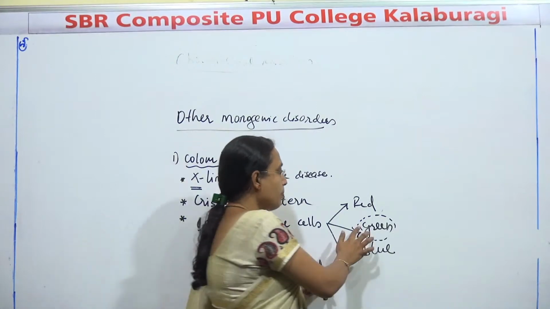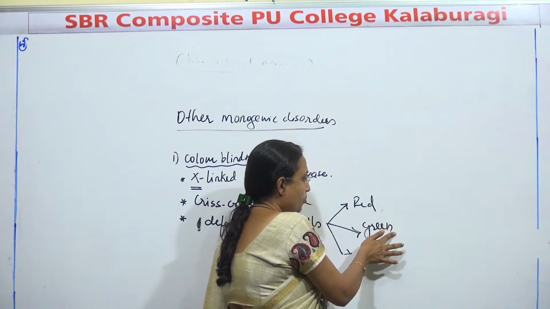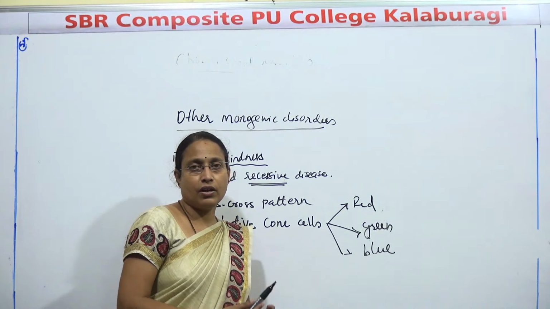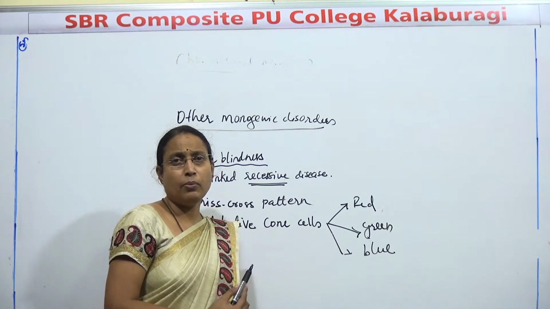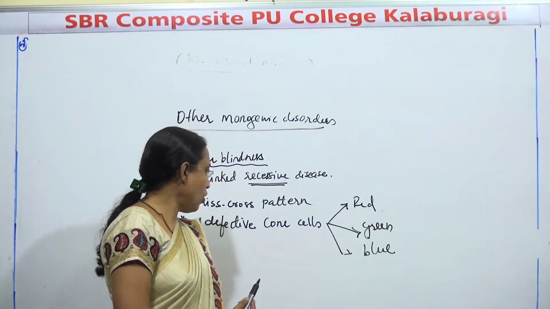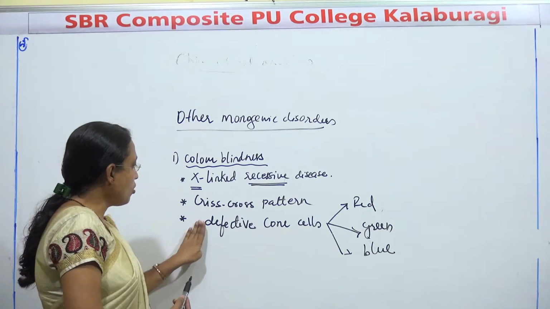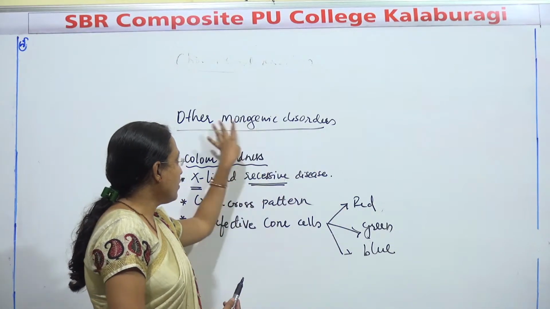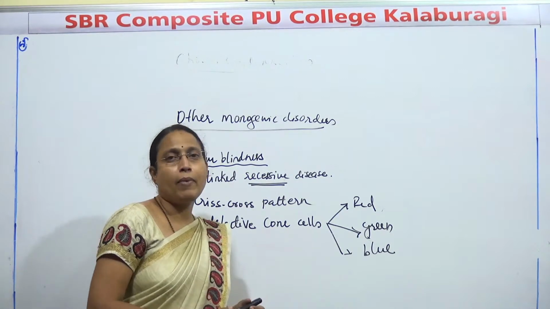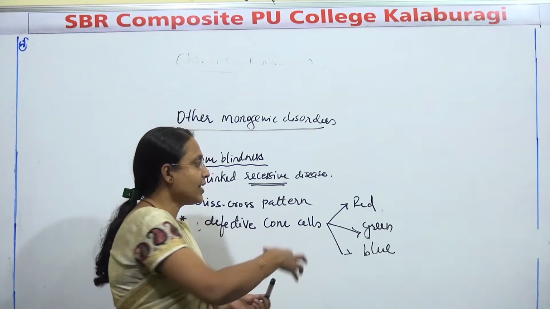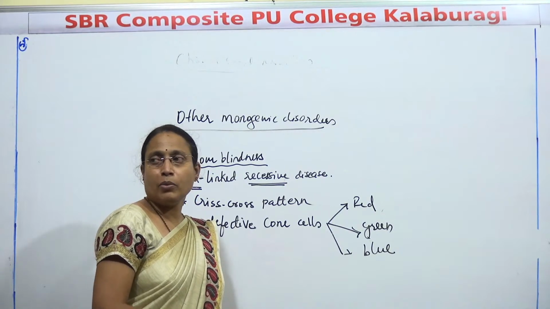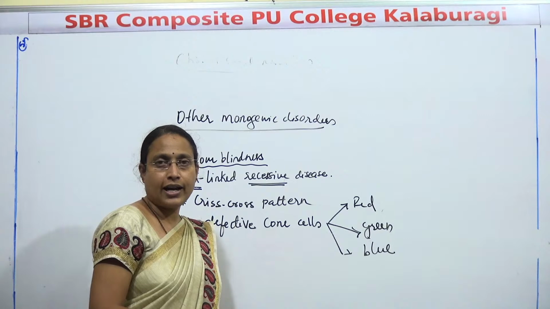Whereas in case the cone cells which are responsible for perceiving blue color get damaged, then the person cannot see blue color, but he can see the red and green. It's called tritanopia. Likewise, because of defective cone cells, different types of color blindness can occur: protanopia, deuteranopia, and monochromatism. Monochromatism means he cannot see any of the colors, neither red, nor green, nor blue. So everything will be in black and white or gray shades.